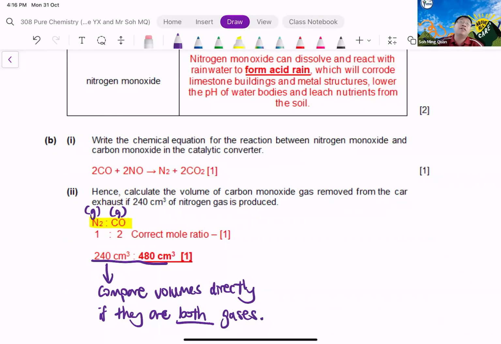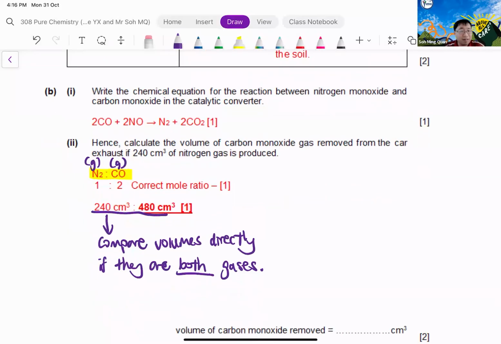We last did this under worksheet number 7 in mole concept when we did limiting reactants. All right, there are many questions like these where both reactants that you're comparing are gases. Therefore, you can just compare their volumes directly. So in this case, N2 to CO is 1:2, so 240 cm³ of nitrogen gas is to 480 cm³ of carbon monoxide. So up to this stage, 5 marks. I wouldn't say these 5 marks are very hard. The really hard one is the next 4 marks.